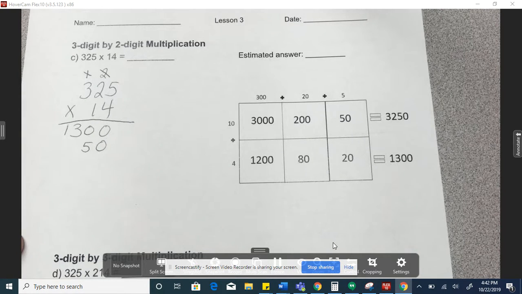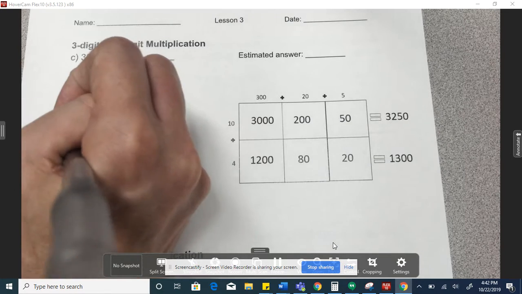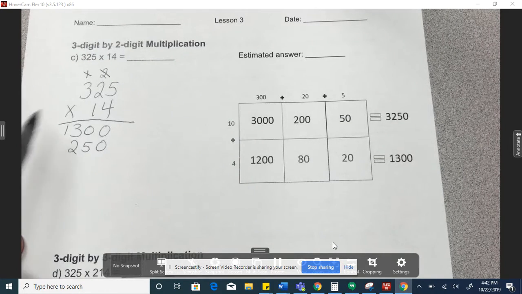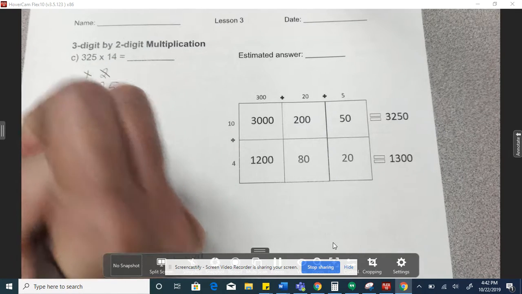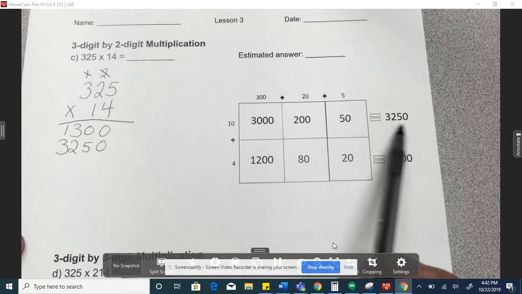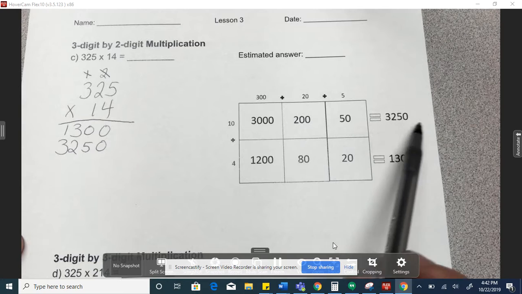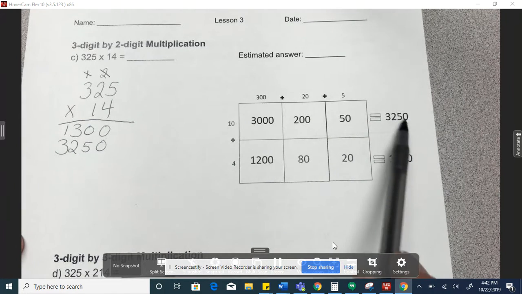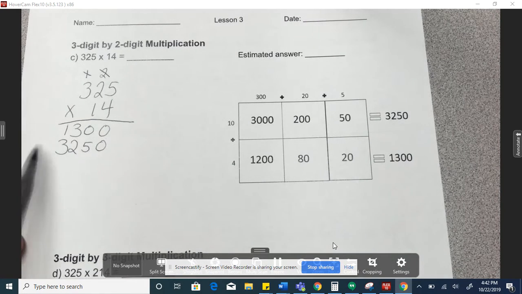10 times 2 tens is 200, so I'm putting a 2 in the hundreds place. 10 times 3 hundreds is 3 thousands, I'm putting a 3 in the thousands place. Wow, 3,250, the exact same number we got over here. In our area model, we would have added these two numbers together, so we're going to add these two numbers together over here.